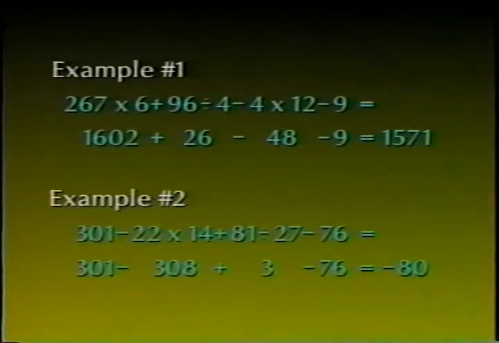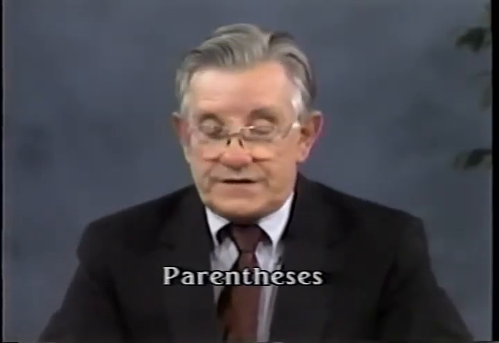The second example, 301 minus 22 times 14 plus 81 divided by 27 minus 76 reduces to 301 minus 308 plus 3 minus 76 equals negative 80. In algebra, it is often necessary to group terms and consider a whole group of several groups as a single term. Grouping is indicated by parentheses, brackets, or braces. The plus or minus sign in front of each group applies to each term in the group.